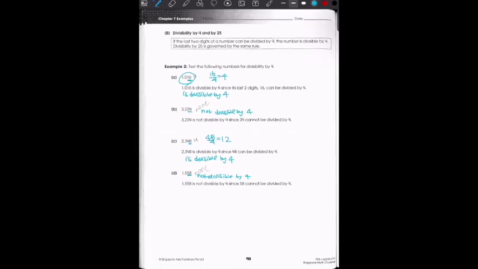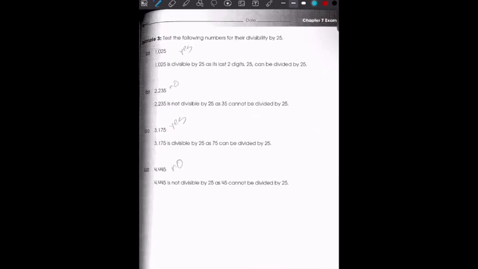Now let's move on to the next page. Now we're going to test divisibility for 25. And again, we're looking at the last two digits for 25 as well. So for 1025, the last two digits are 25. So 25 is divisible by 25 because it's just dividing by itself. So that's going to be 1. And so it is divisible by 25.